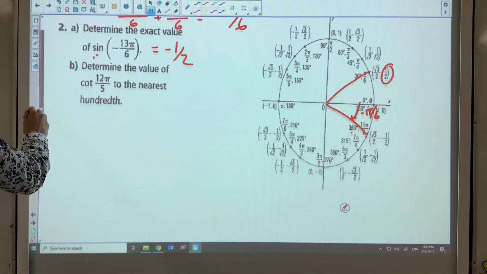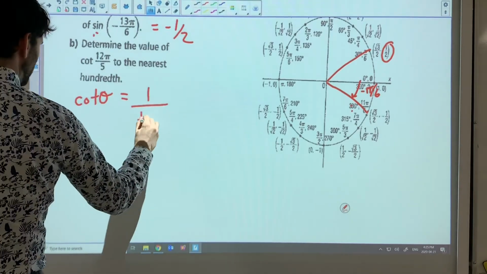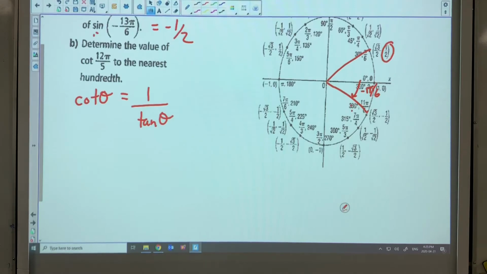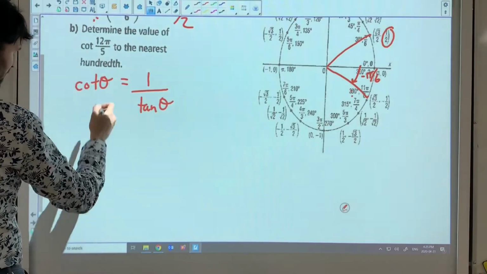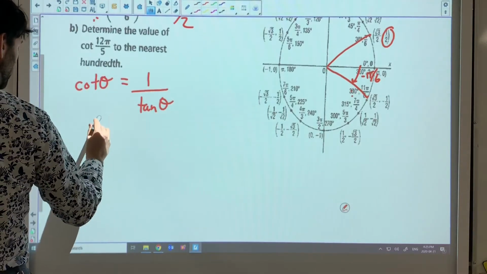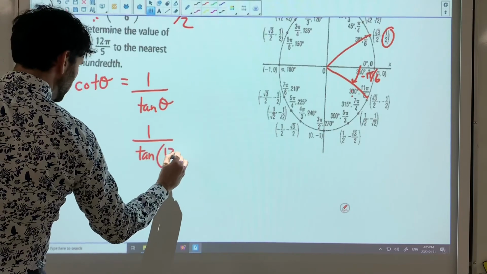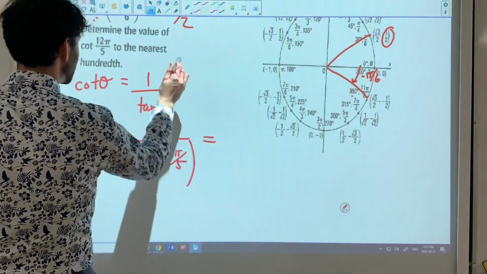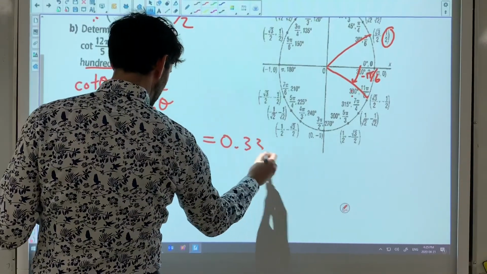Now this one is a tricky one. Remember, cotangent theta is 1 over tan theta. First of all, it's asking me for the nearest hundredth, so you don't have this button on your calculator. What you're going to do is figure out what 1 over tan of 12 pi over 5 is. You plug that in on your calculator. It says to the nearest hundredth, so in that case, you get 0.33.